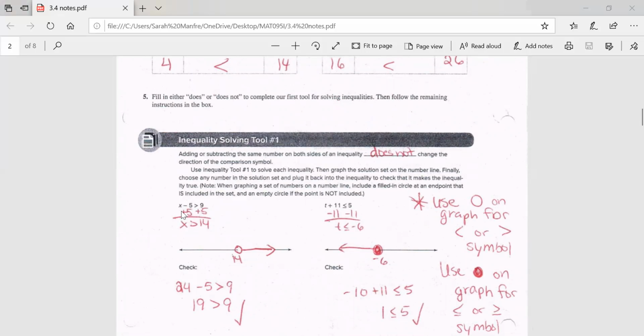All right. Now, when we're solving an inequality, we're doing the exact same steps that you do to solve an equation. So how do I get rid of a minus 5? You're going to add 5 to both sides.